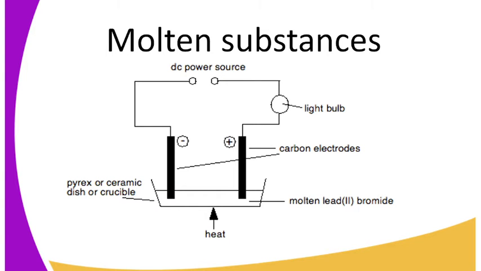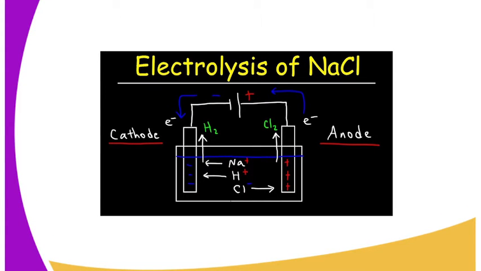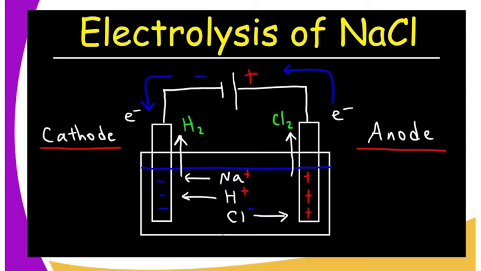Metals are good conductors of electricity both in solid and in molten state. Next, we're going to look at electrical conductivity of substances in aqueous state. An aqueous state is a substance that is in solution form, and this time we're going to look at sodium chloride. Let's say we pass electricity through a solution of sodium chloride.